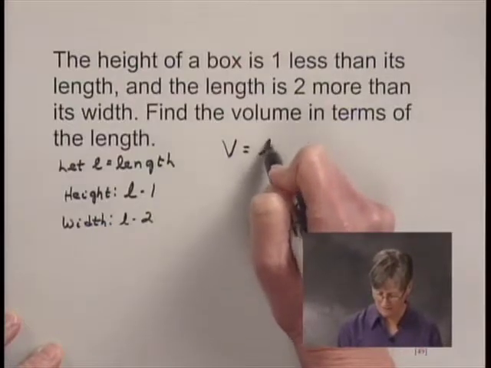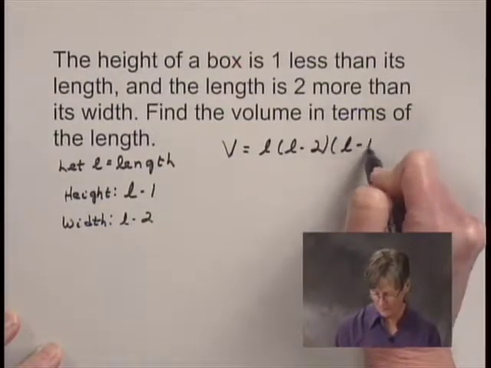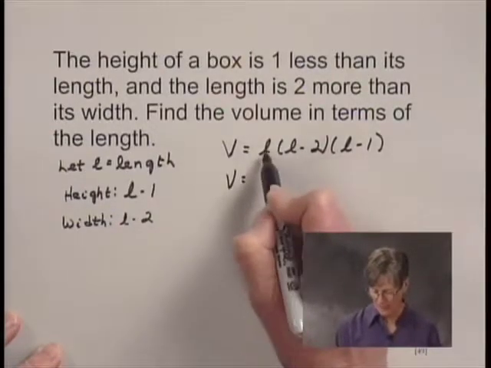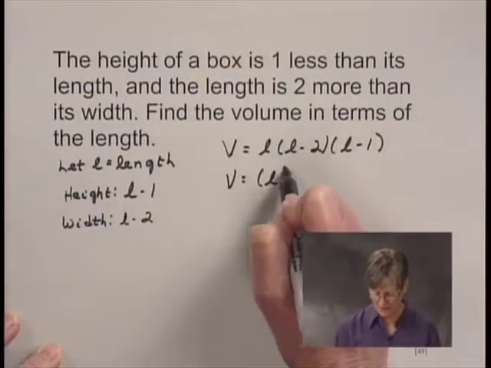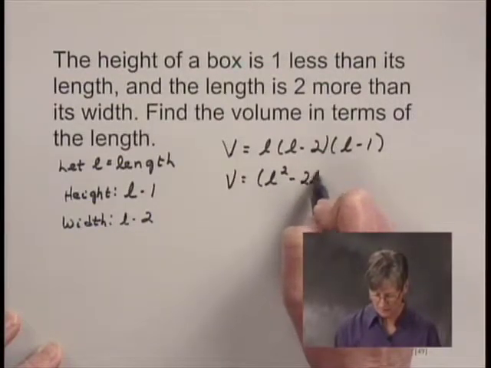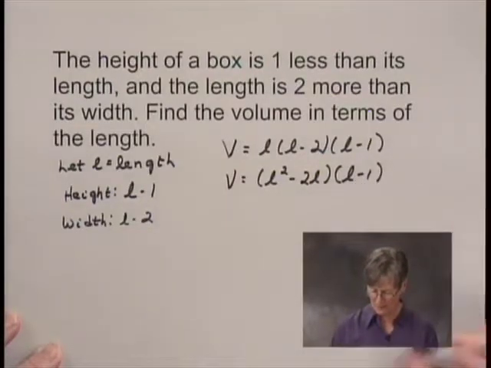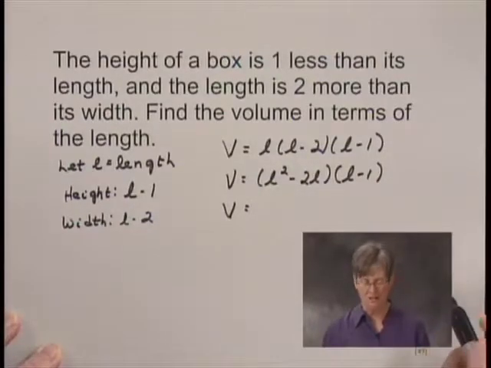So we'd have L times L minus 2 times L minus 1. And we can multiply. I'm first going to multiply L times the quantity L minus 2, and I'll get L squared minus 2L, and that's multiplied now times L minus 1. And now I'm going to use FOIL to multiply these two binomials.